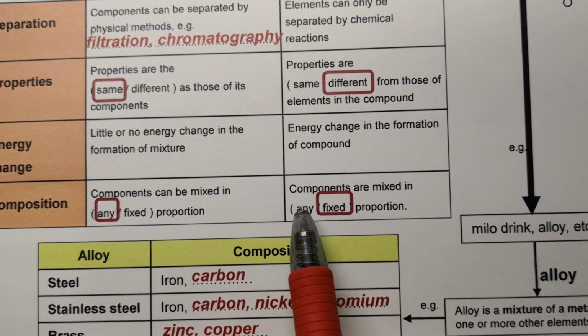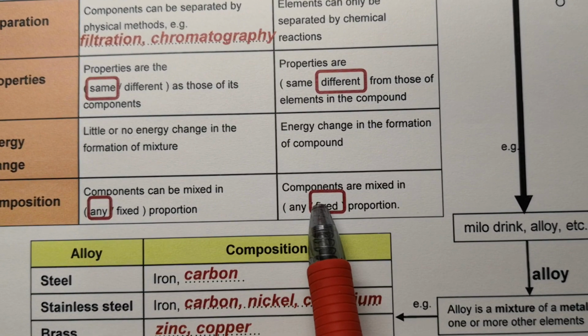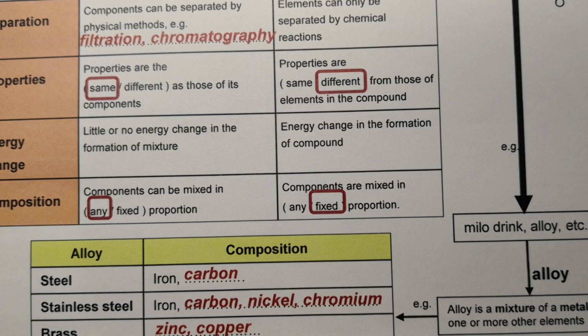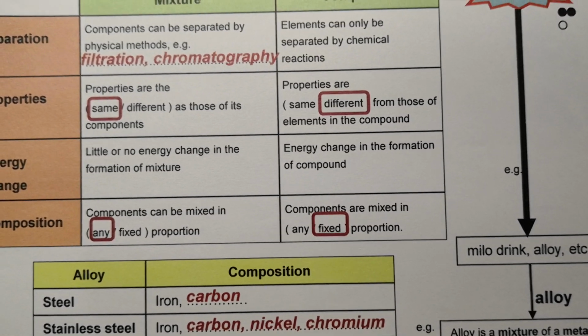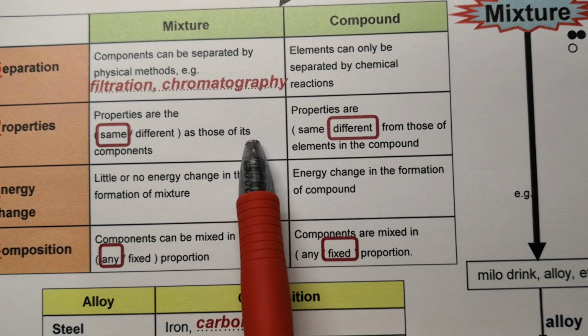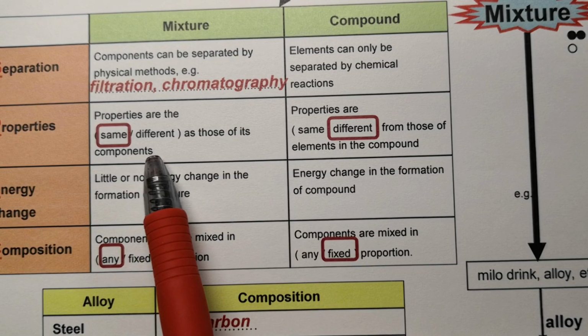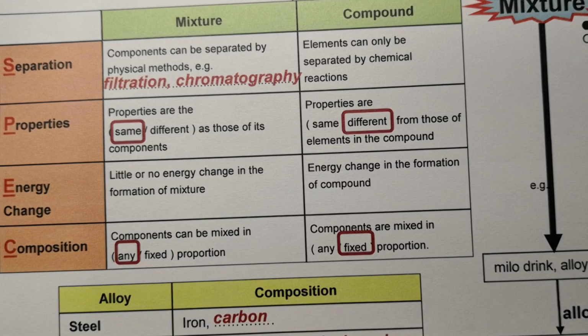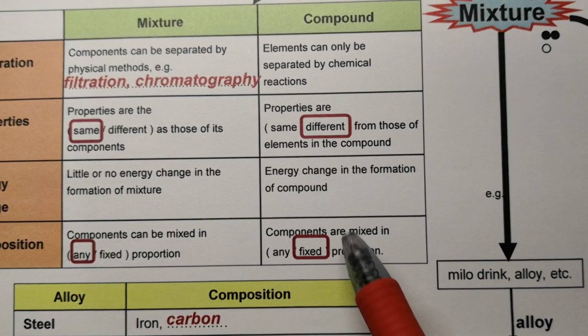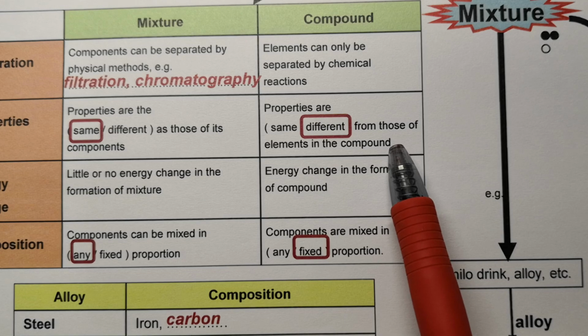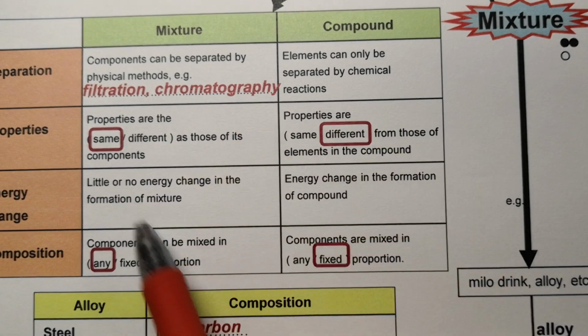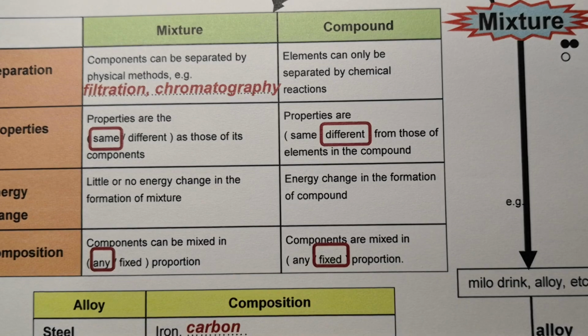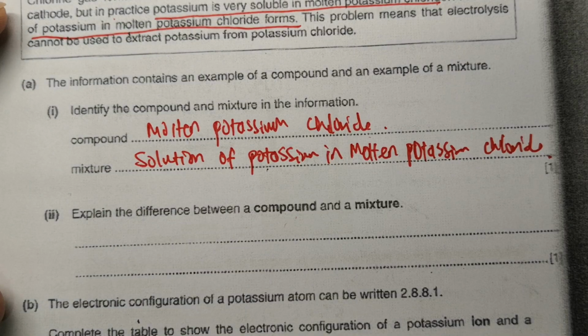So take note to use terms like the constituent elements. Properties are the same as those of its component or constituent elements. That means the elements that make up of it. So for the mixture, the properties are the same. But for compound, the properties will be totally different from its constituent elements. So any one of these differences will be able to answer this question.